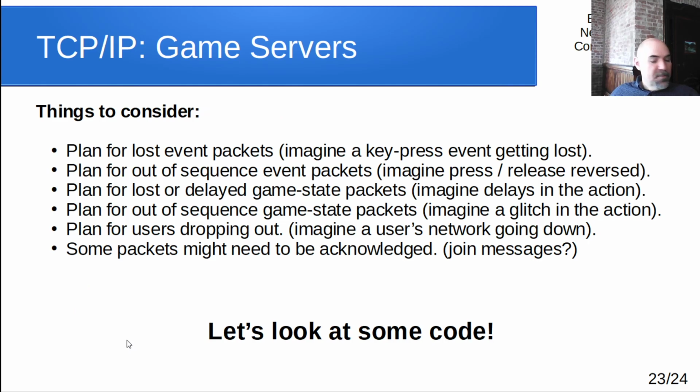Okay, so a couple things to consider here is that we need to plan for our protocol to handle lost packets, lost event packets. So imagine a key press event getting lost or a key release event getting lost. Also, we should plan for out-of-sequence packets. Imagine the press and release being reversed. So we release and press instead of press and release. That can happen. So we need to be careful about that. And we'll talk about how we might be careful about that in a second.